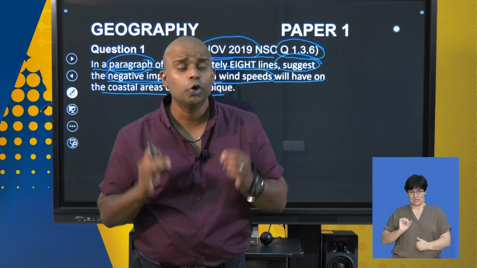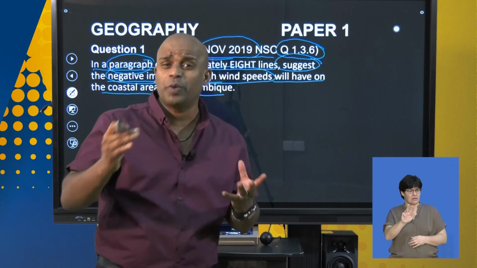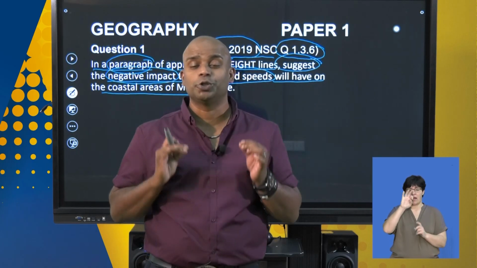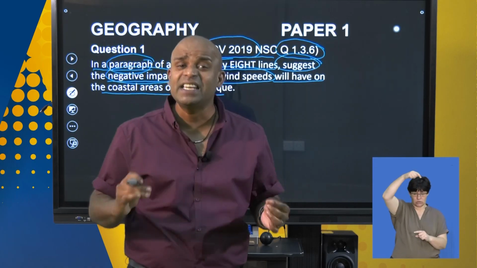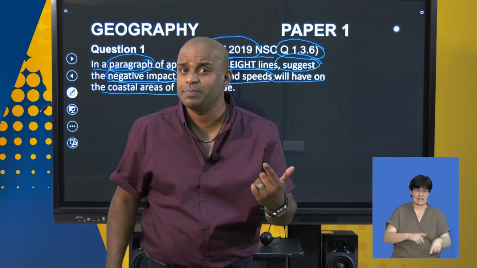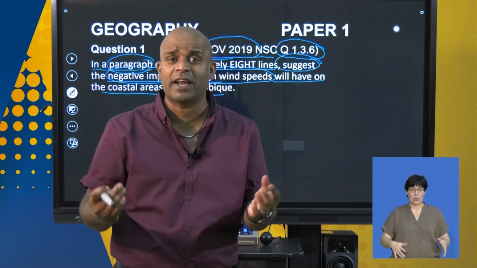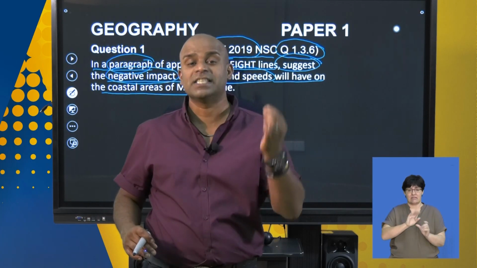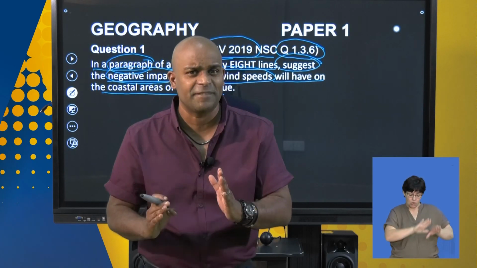Now, if you look at this previous question paper, your 2019 paper, you'll note that this question was in the topic of tropical cyclones. And what you should also note is that tropical cyclones have devastating weather conditions like torrential rainfall, high wind speeds, gale force winds, and these have a negative impact on both coastal as well as inland locations. In this particular paragraph type question, the coastal location was emphasized.